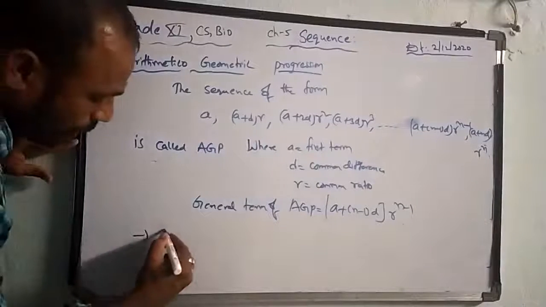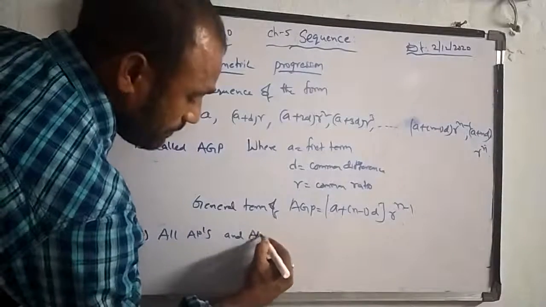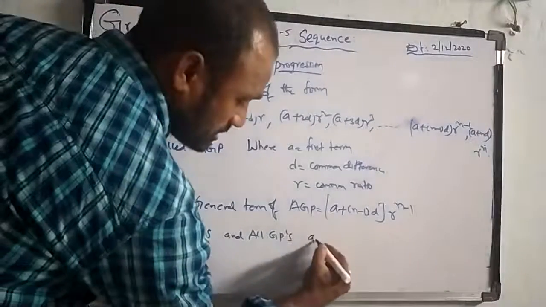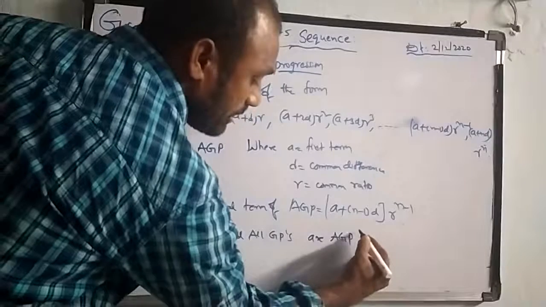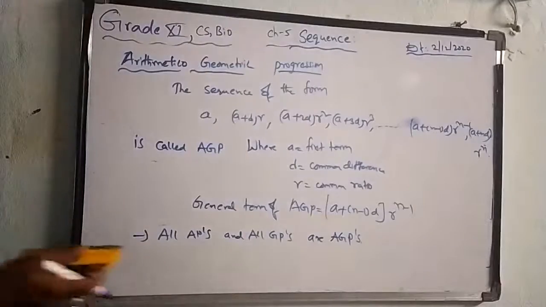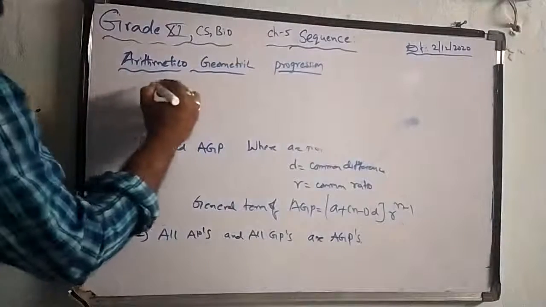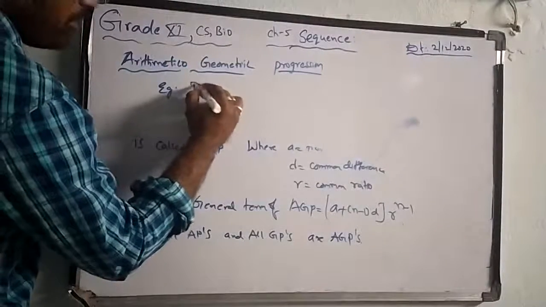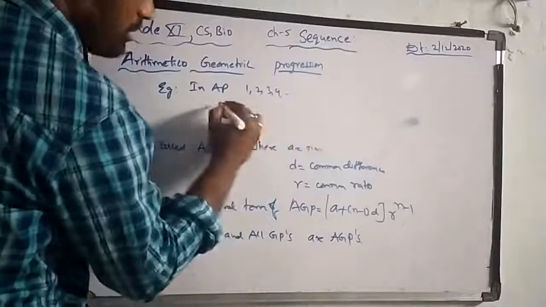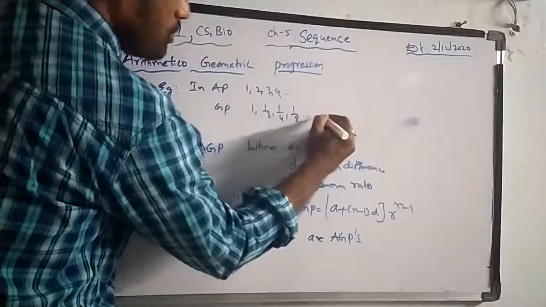One important note: all arithmetic progressions and all geometric progressions are AGPs, arithmetic geometric progressions. So let us take one example to understand this. In AP, if the terms are 1, 2, 3, 4, and so on. In geometric progression, if the terms are 1 by 2, 1 by 4, 1 by 8, and so on.